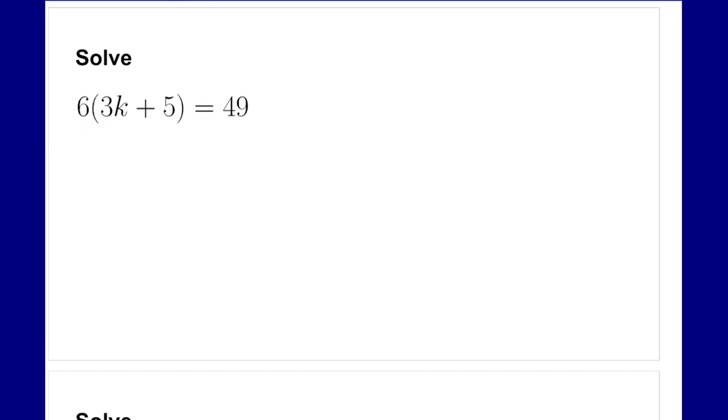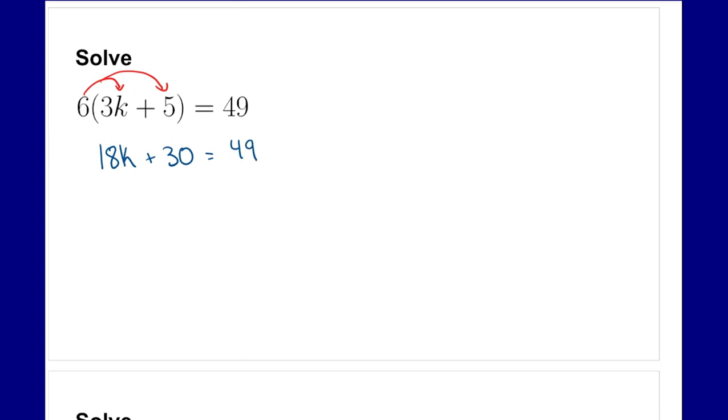Next example, 6 times (3k plus 5) equals 49. So I have brackets, so I'm going to do the same thing. Distribute the property, multiply that 6 through to both parts to get rid of the brackets, to get 18k plus 30 equals 49.